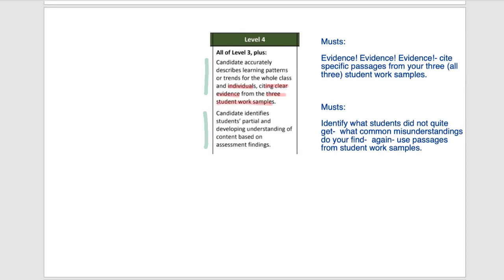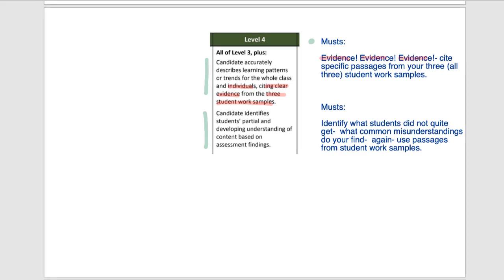Now, backing up just a bit, remember, Level 3 is the one you're shooting for, but Level 4 is sometimes just a bit of a step up. So on this one, the move from Level 3 to Level 4 is about moving from whole class to individual students and representing those individual students with your 3 student work samples. That's the move you need to make. So the musts, most important, evidence, evidence, evidence. Right?